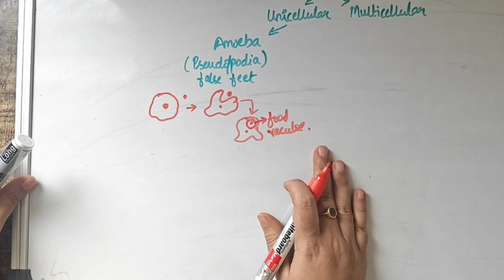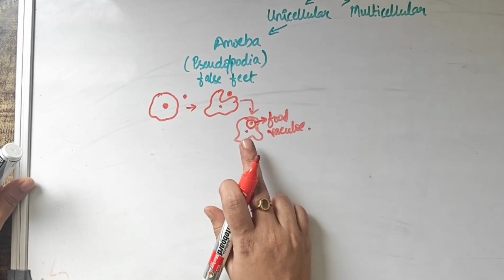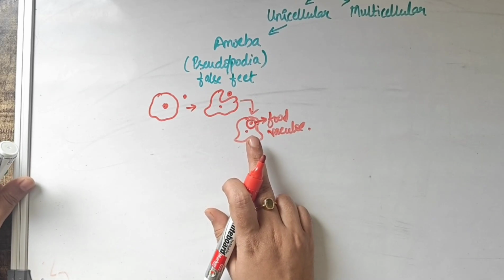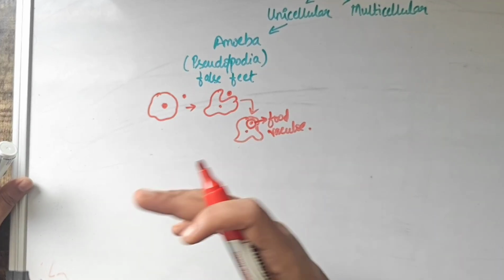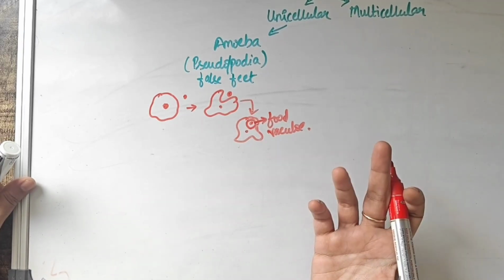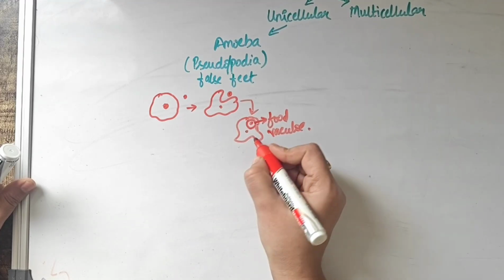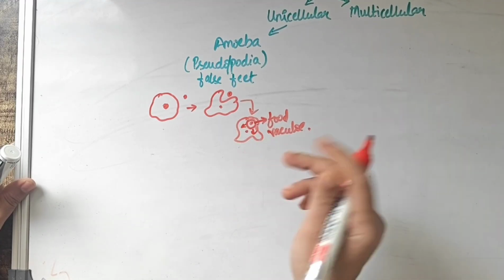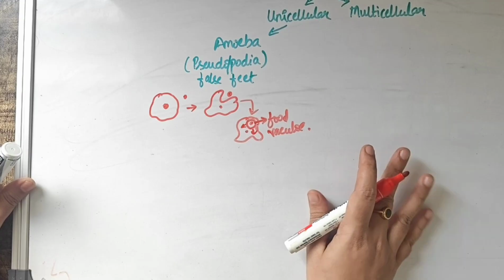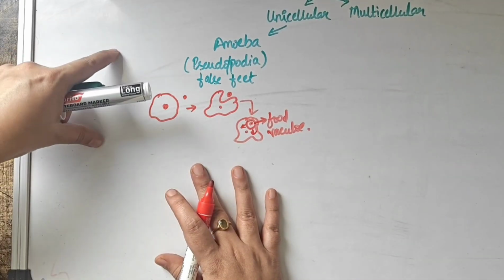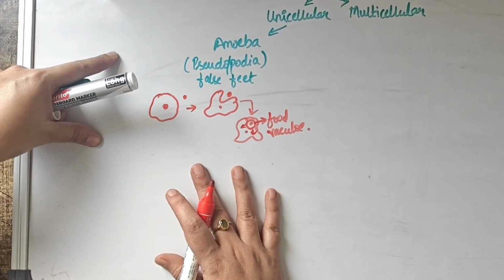So what will happen in this food vacuole now? Here this food particle that has been taken inside will now be digested. So the complex particles of the food will now be broken down into simple ones. That is the meaning of digestion. And once this digestion is done, the material will be diffused in its cytoplasm. So we do know that amoeba will obtain its nutrition by the simple process of diffusion, correct?